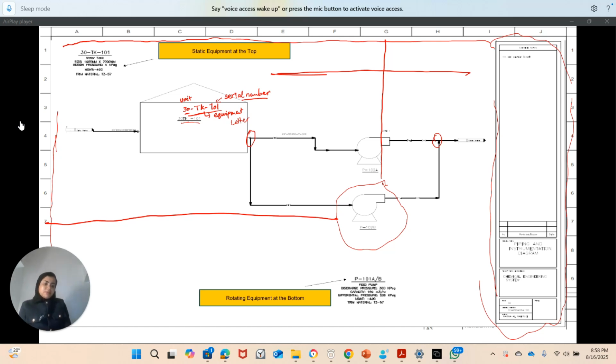And sometimes this grid system is also noted in the streams leaving the P&ID to show where the stream is going to.